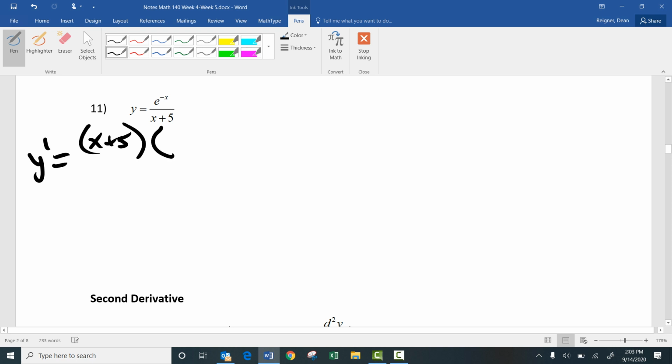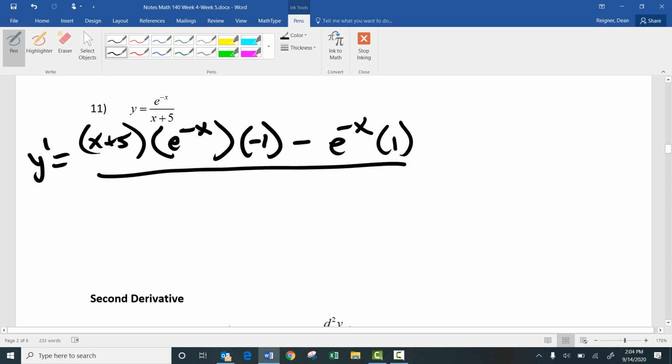Derivative of the top. The derivative of e to the x, or e to the whatever, is e to the whatever. And then you take the derivative of the exponent. The derivative of negative x is negative 1. Bottom, derivative of the top, minus top, derivative of the bottom. The derivative of x is 1. The derivative of 5 is 0. So bottom derivative of top minus top derivative of the bottom, all over bottom guy squared.